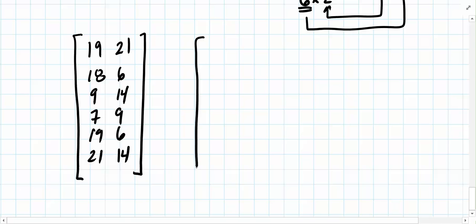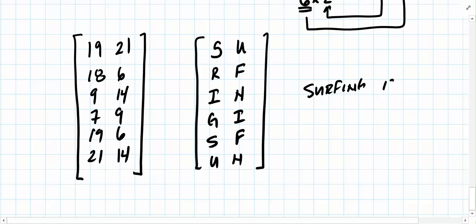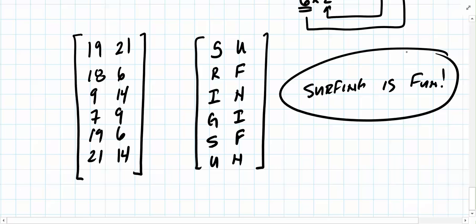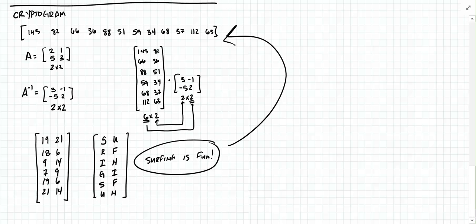What is the 19th letter? S. How about the 21st? U. How about 18? R. 6, F. 9, I. N, G. I, S, F, U, N. Whoa. Surfing is fun. So, check it out. That message right there was brought to you by this cryptogram right there.